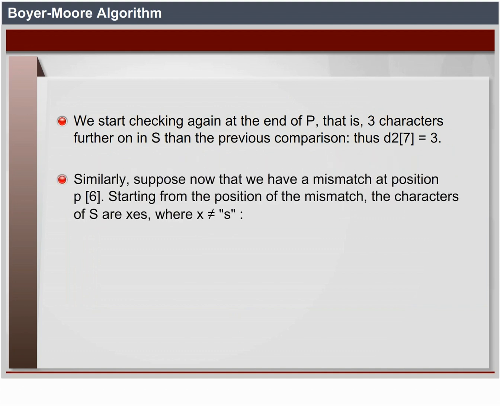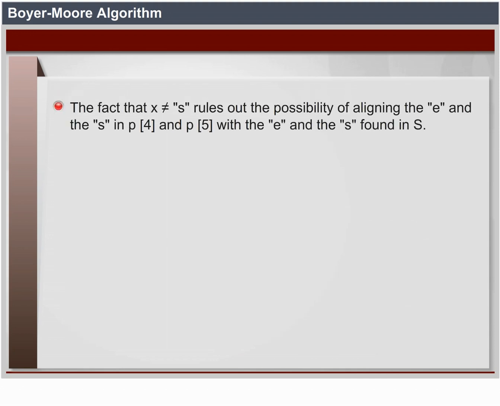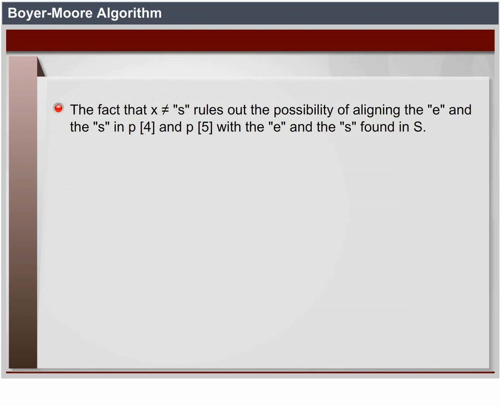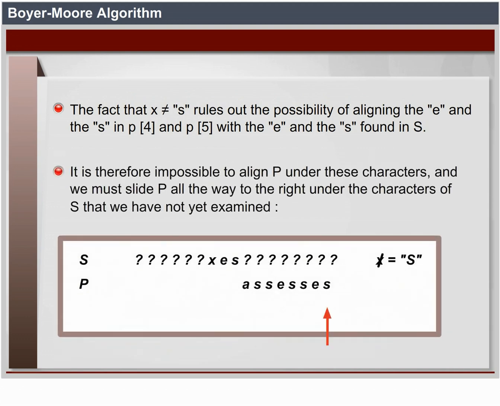Similarly, suppose now that we have a mismatch at position P of 6. Starting from the position of the mismatch, the characters of S are XES, where X is not equal to S. The fact that X is not equal to S rules out the possibility of aligning the E and the S in P of 4 and P of 5 with the E and the S found in string S. It is therefore impossible to align P under these characters, and we must slide P all the way to the right under the characters of S that we have not yet examined.